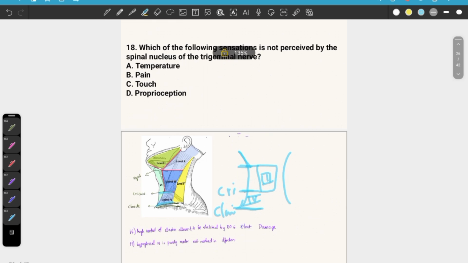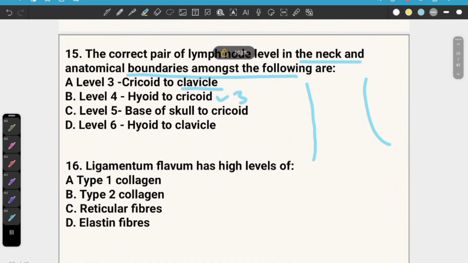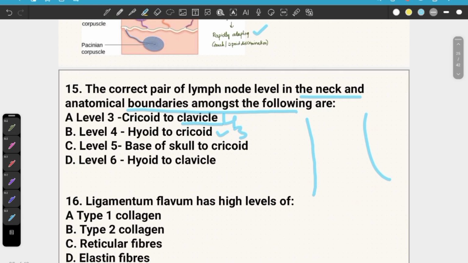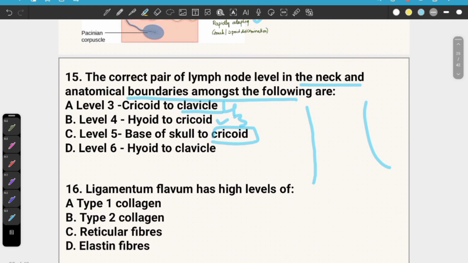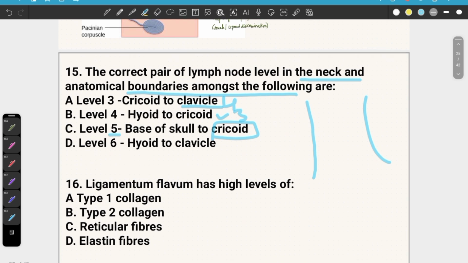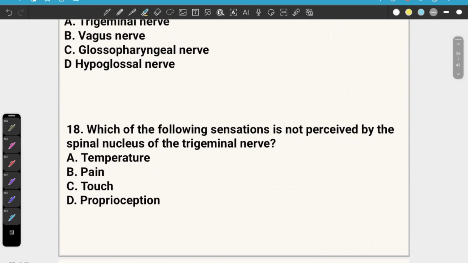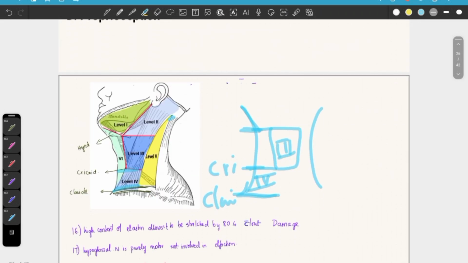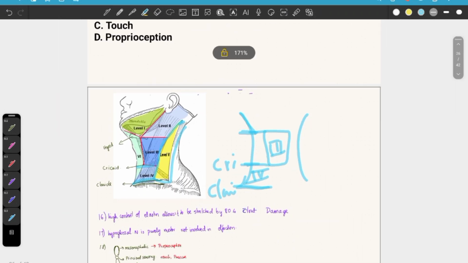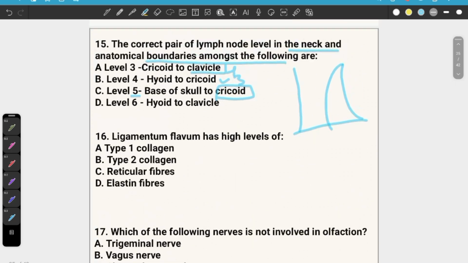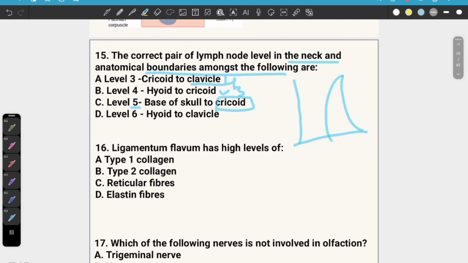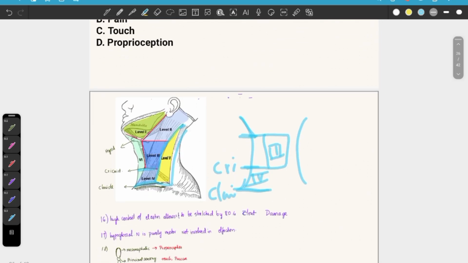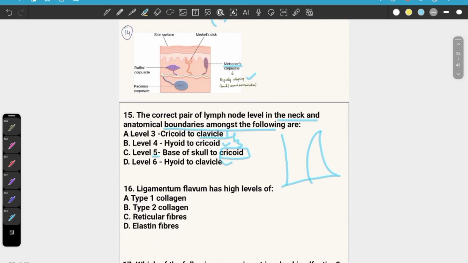Cricoid to clavicle is the fourth group of lymph nodes. Base of skull to the clavicle is the fifth one. Whereas the sixth one is hyoid to clavicle. Yes, actually hyoid bone till the clavicle is the sixth one. So this is the correct one.